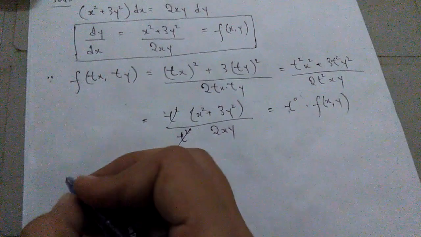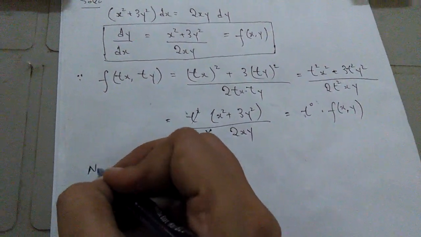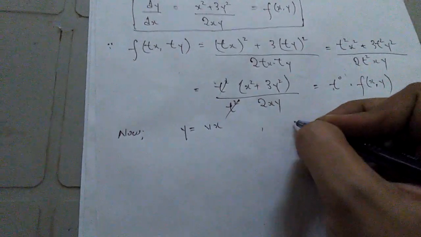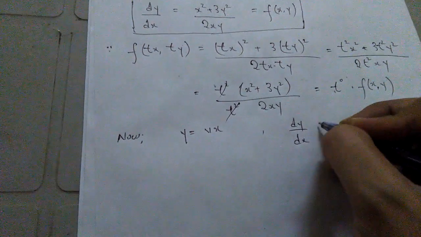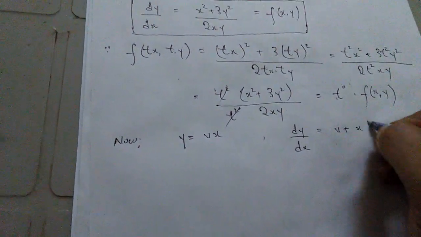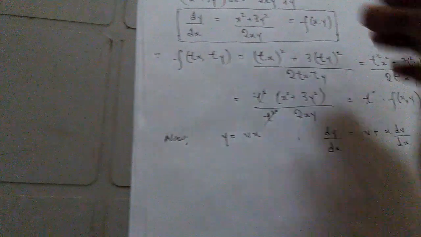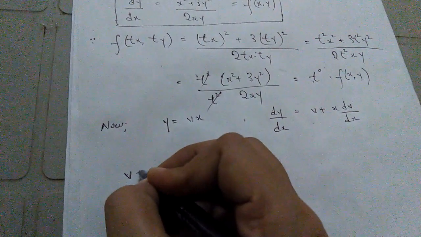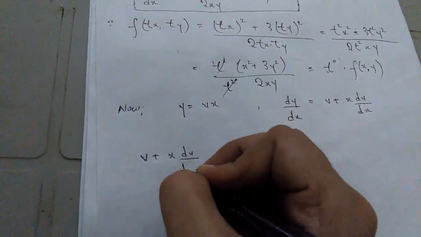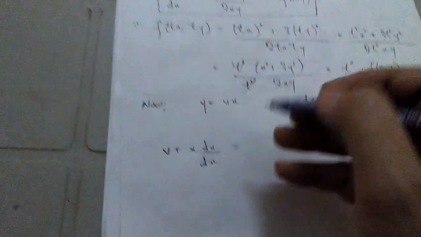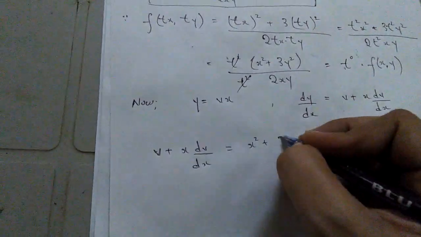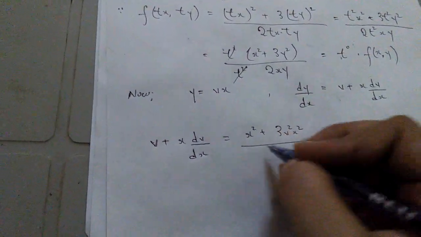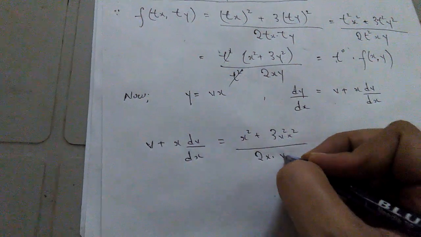All right, so now replace y with vx and replace dy by dx with v plus x times dv by dx. All right, so let's do it. v plus x times dv by dx over here, and this is your x square plus 3 v square x square, in the place of your y square, upon 2 times x dot vx.